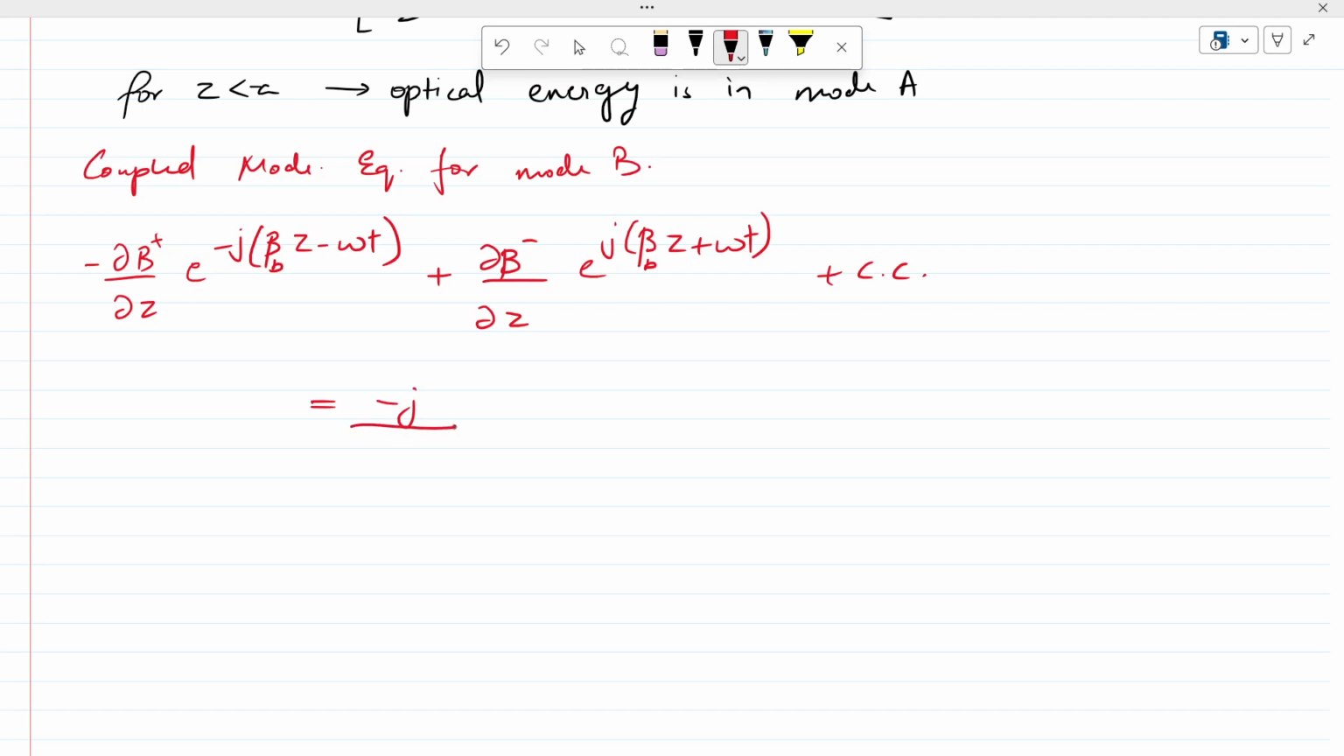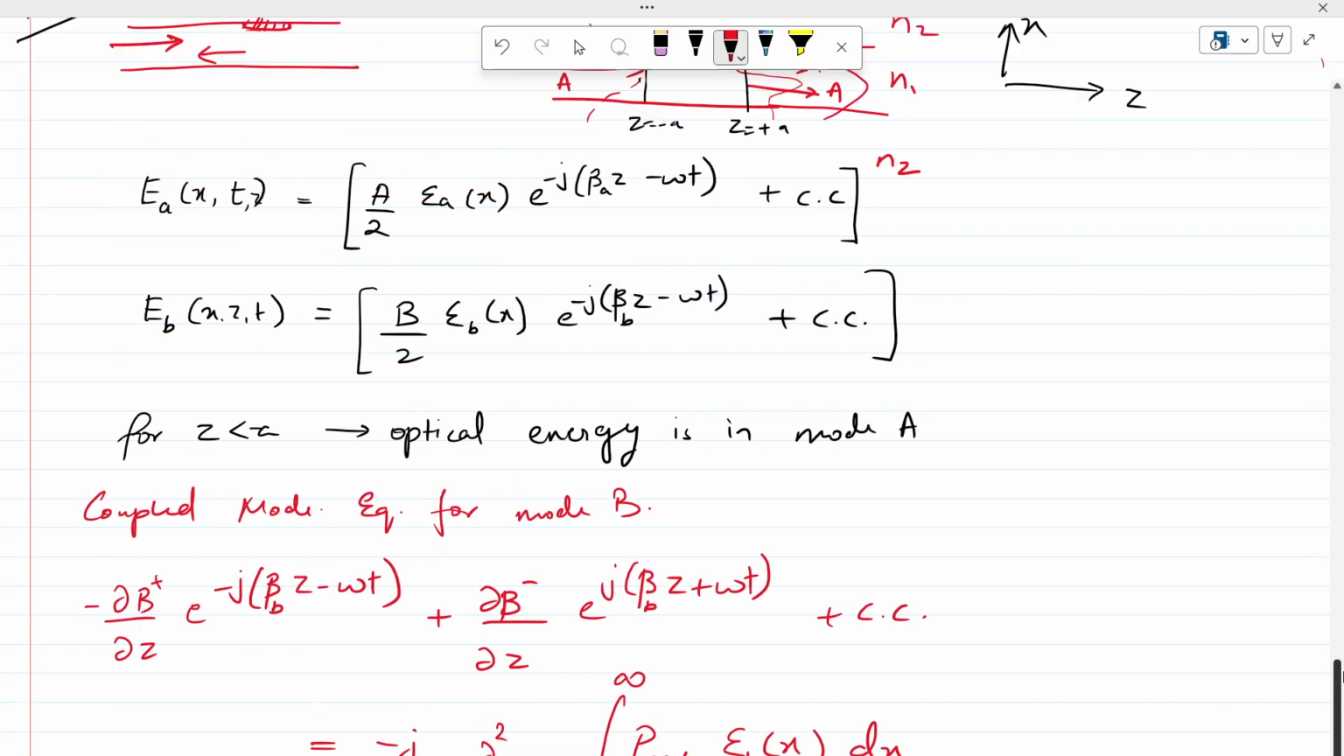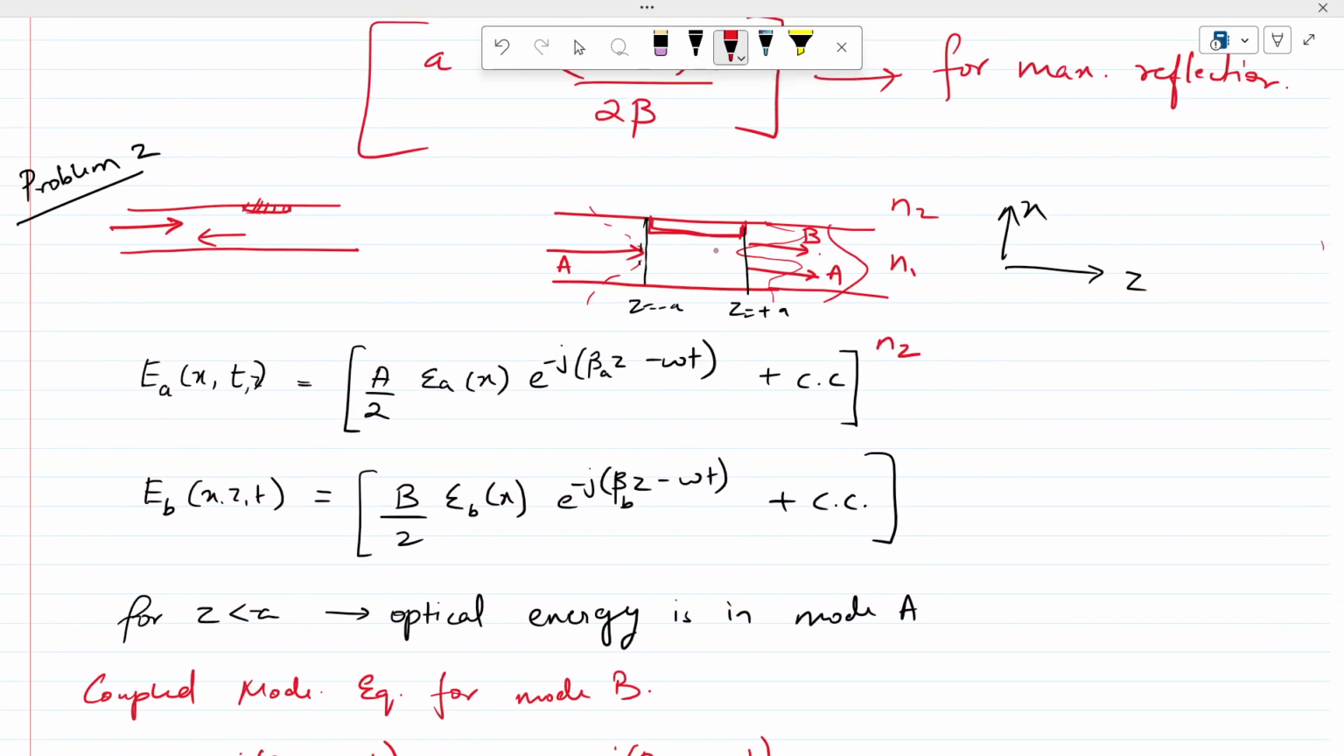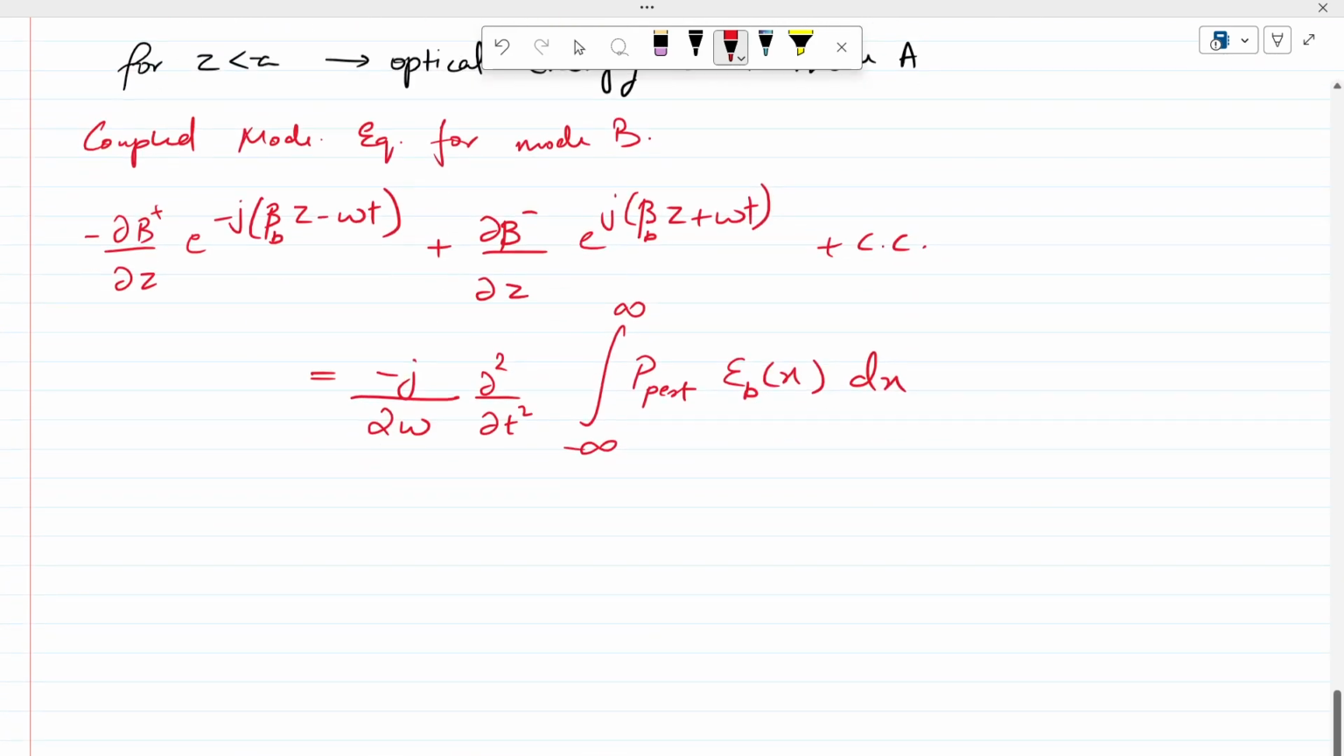It is equal to minus j over 2 omega dou square by dou t square integral from minus infinity to plus infinity P pert Eb of x dx. So now what is this perturbation? This perturbation is nothing but this region, right? And predominantly which wave is present in this region? It's the mode A. So that is my perturbation.